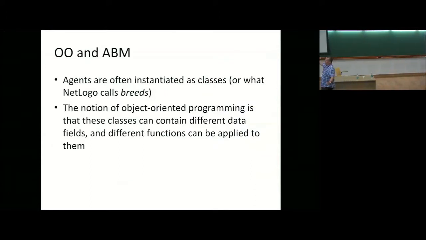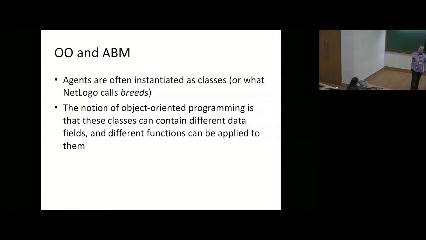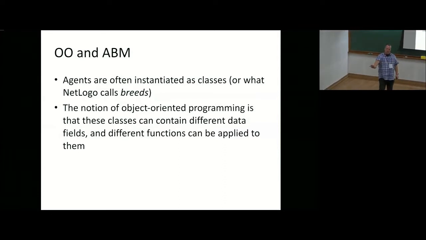So what is the relationship between object-oriented programming and ABM? Well, agents are often instantiated essentially as objects. And NetLogo is not a full object-oriented language, right? I should say that real quick. But NetLogo does support the notion of breeds, which gives it a semi-object-oriented language. So you can create different breeds, and we'll talk about that this afternoon. And those breeds can each have the same function attached to them and can output different things as a result, right? So it has some limited object-oriented functionality.